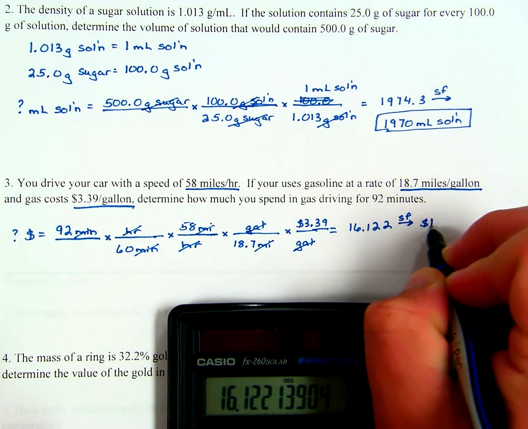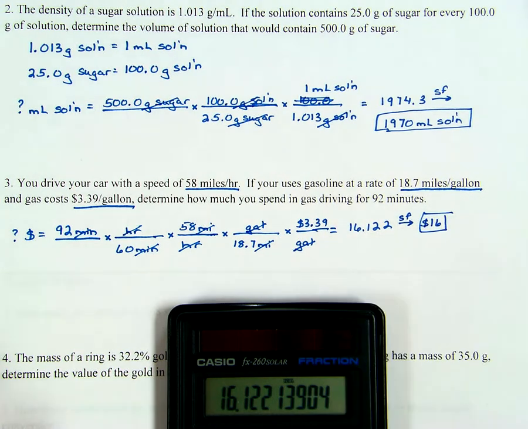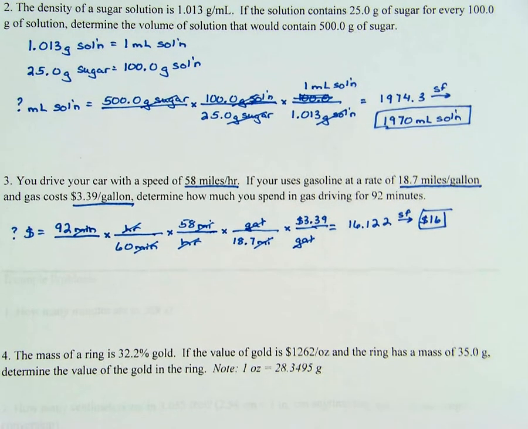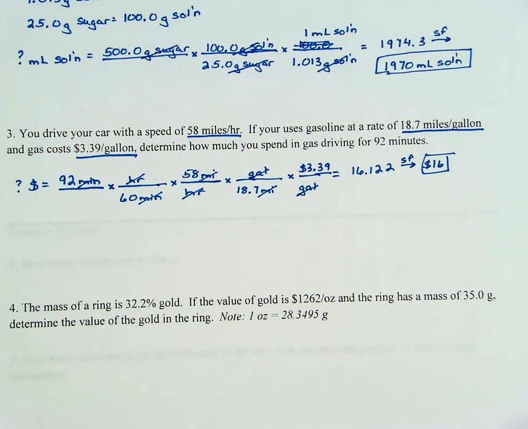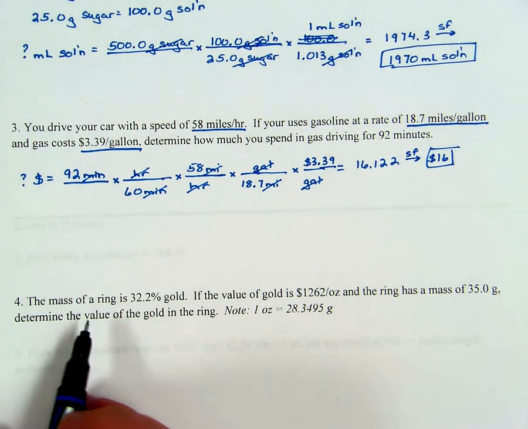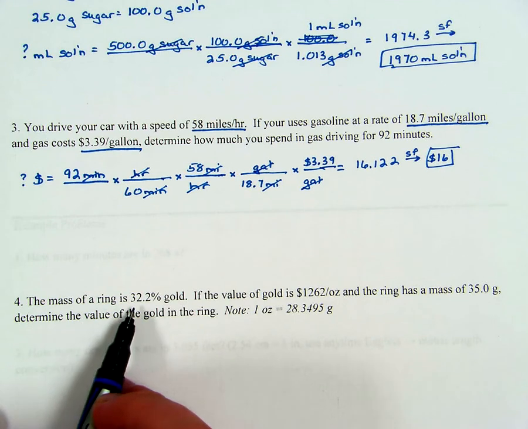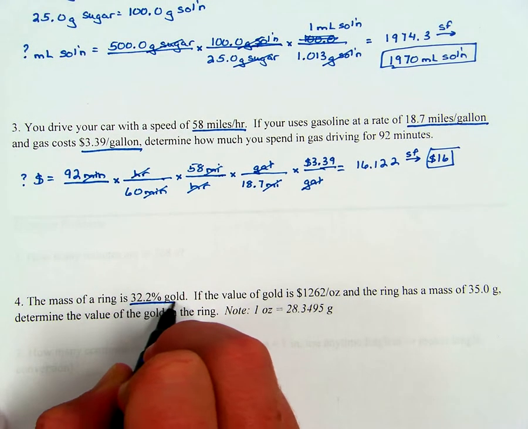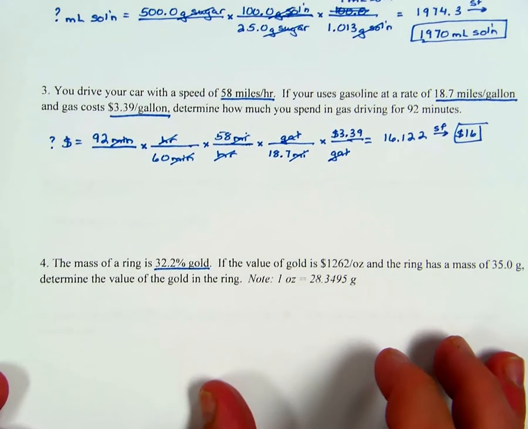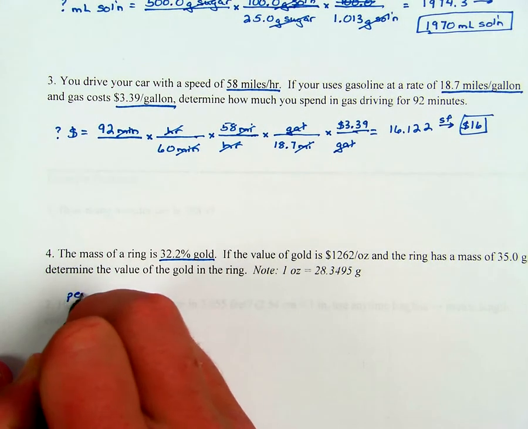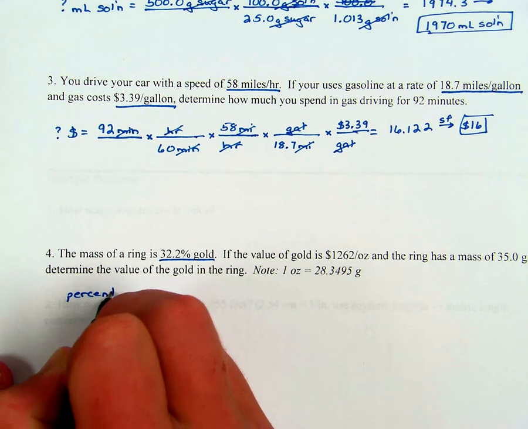Alright, final one. This is the first time we've ever seen a percentage. We're told here the mass of a ring is 32.2% gold. Percentages can always be used as conversion factors. Here's what that conversion factor would be here. I'm just going to jot down a quick note about percentages. A percent literally means per 100.